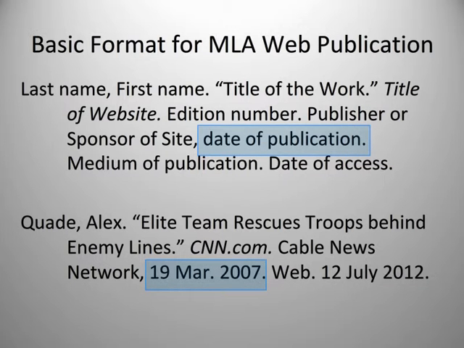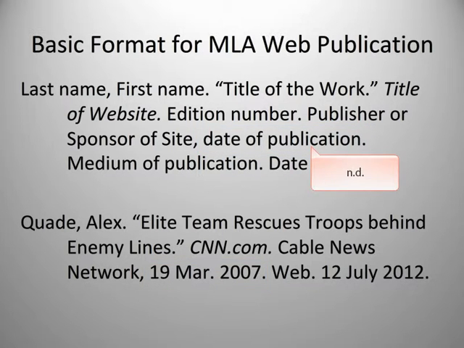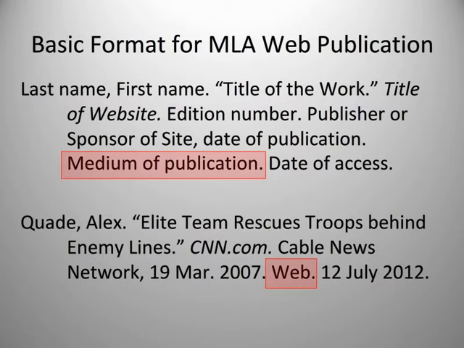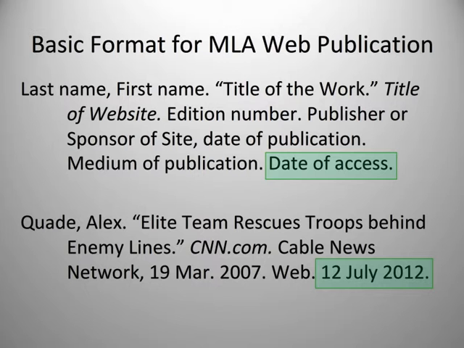Next, list the date of publication or creation in day, month, year format. And if this is not available, use ND for no date. Lastly, conclude your citation with the medium of publication and date of access in day, month, and year format. Notice that each item in your citation should be followed by a period, except for the publisher or sponsor, which is followed by a comma.